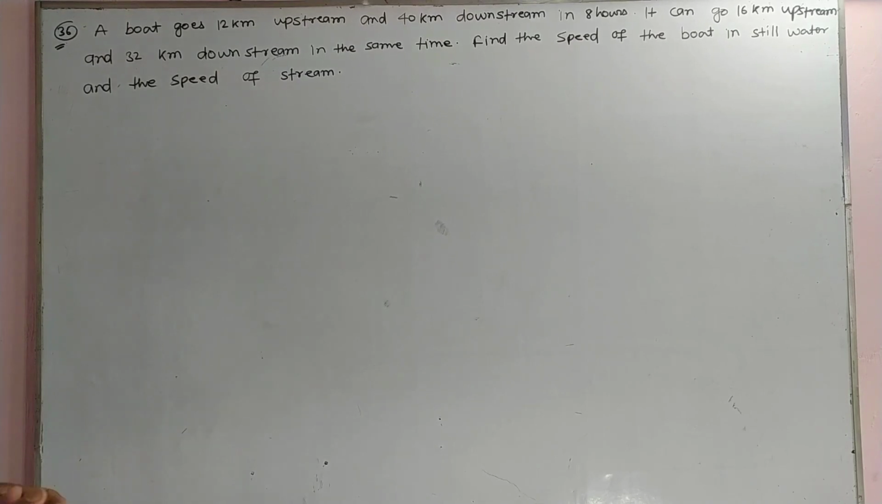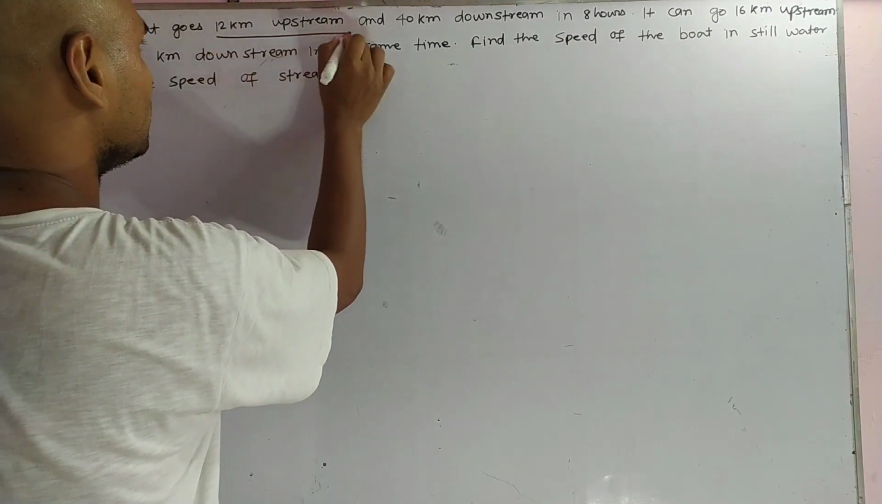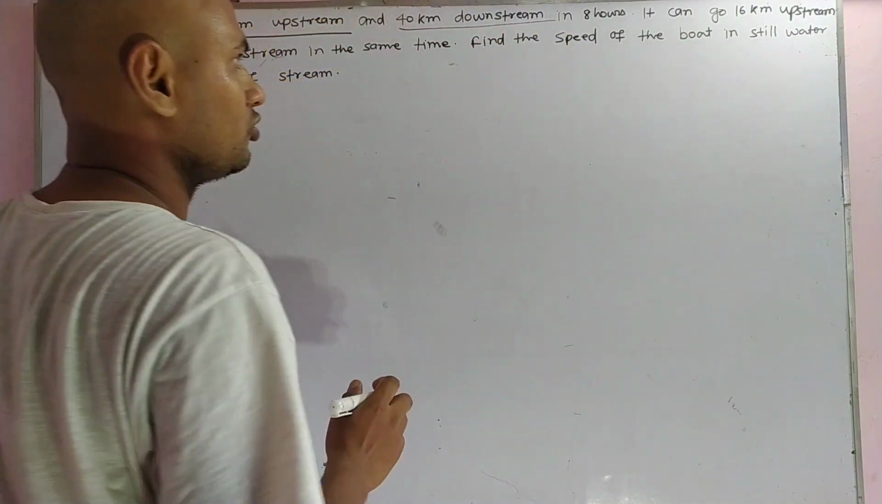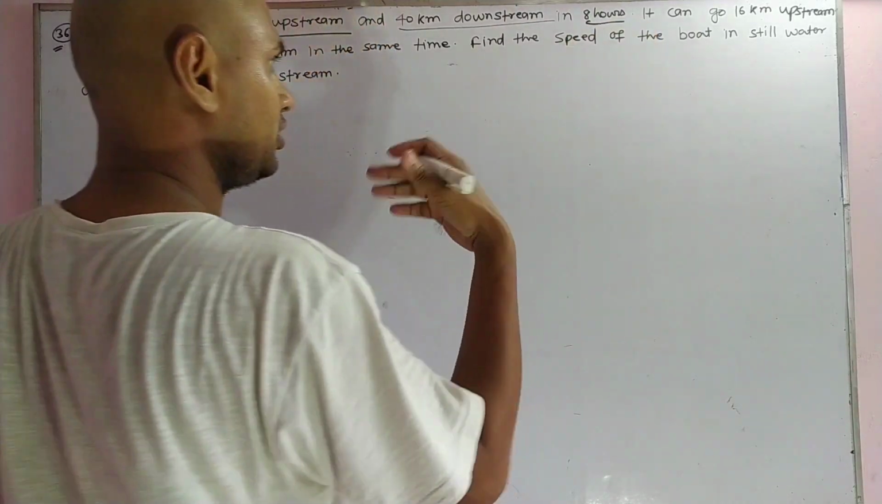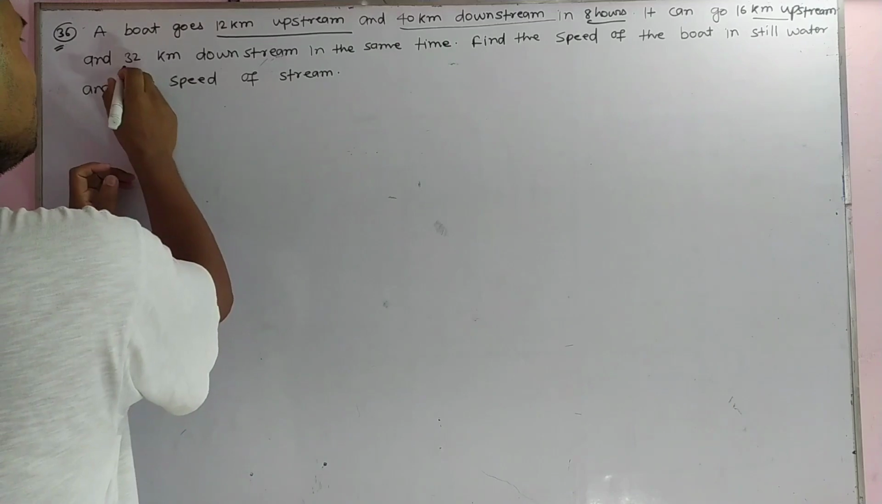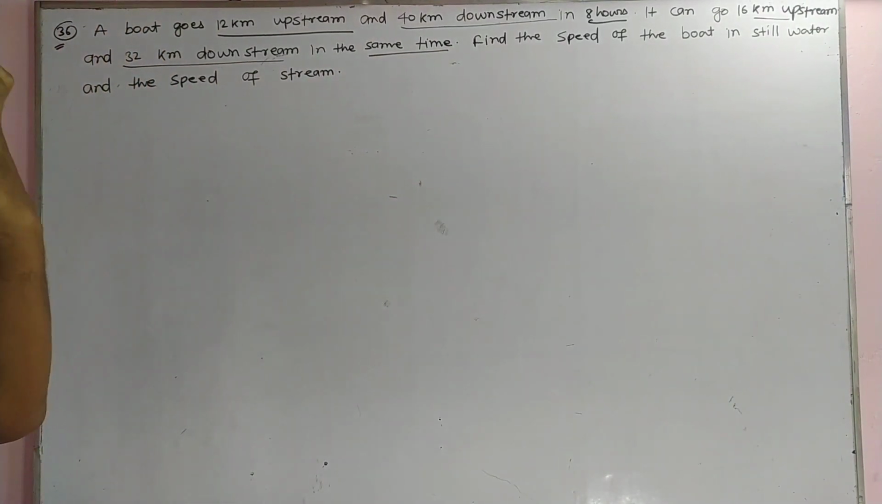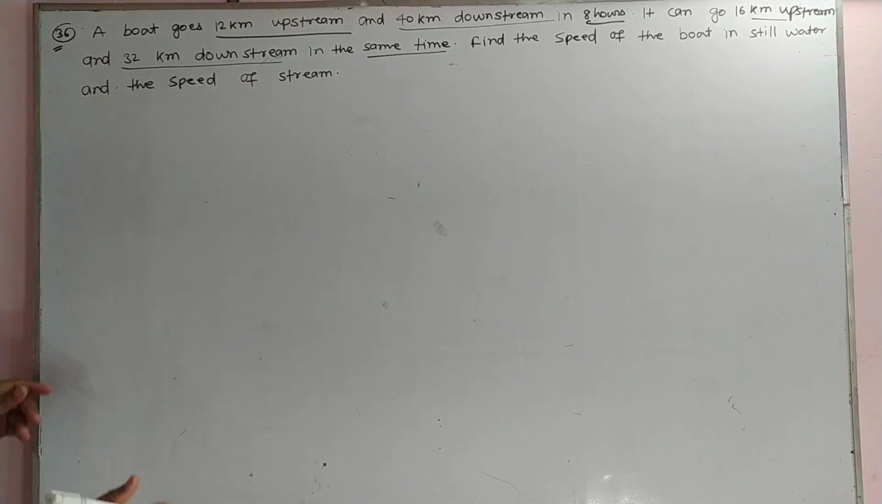Let us see question number 36. A boat goes 12 km upstream and 40 km downstream in 8 hours. It can go 16 km upstream and 32 km downstream in the same time. Find the speed of the boat in still water and the speed of the stream.